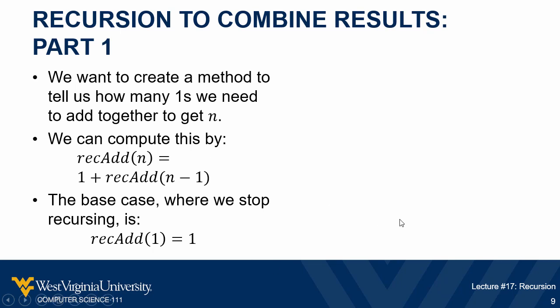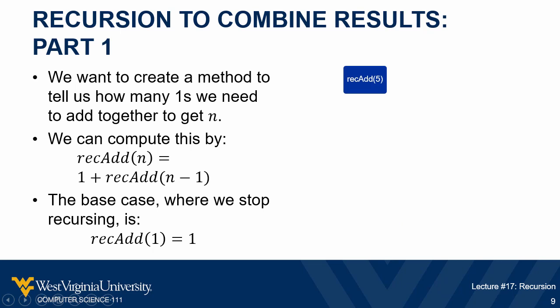Our base case is going to be where n is equal to 1. At that point we know how many 1s we need to add to get 1, which is going to be 1. So we don't have to recurse anymore. We can just go and return our value. So let's see how this works.